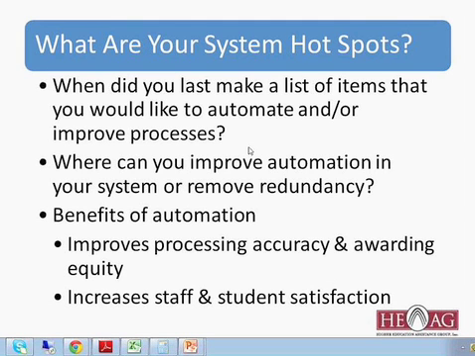So what we'll do now is we're going to talk about what are some of your system hotspots. When was the last time that you made a list of items that you'd like to automate or improve process? Where can you improve automation in your system or remove redundancy? And again, some of the benefits of automation where you can improve accuracy and awarding equity. If you're using an auto packager, you can increase staff and student satisfaction. Staff satisfaction certainly by lightening some workloads that you've done manually for a long time. Student satisfaction through timeliness and through equity.